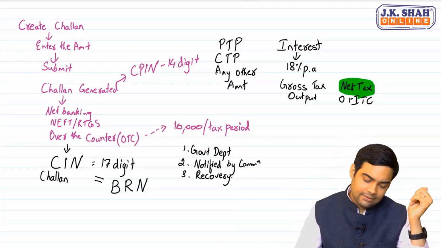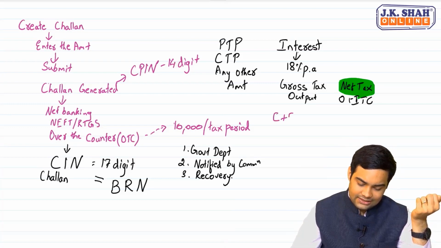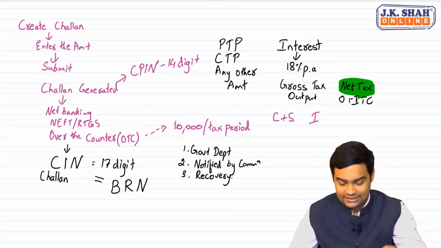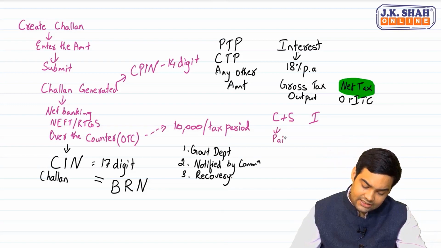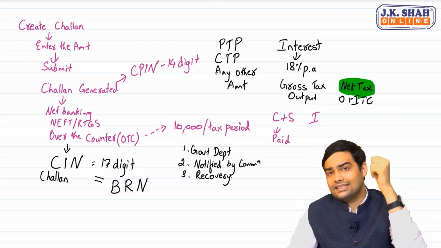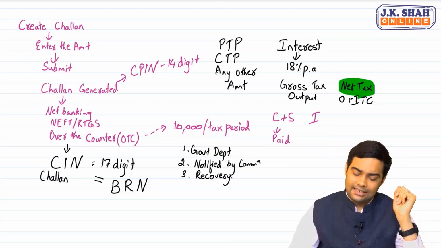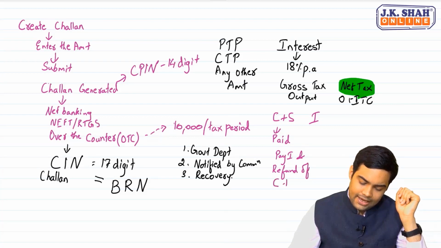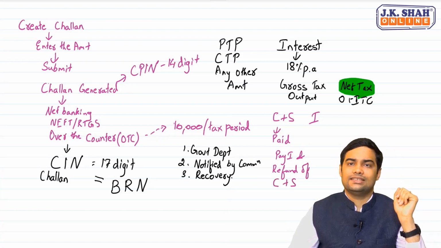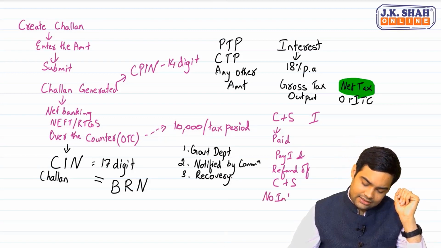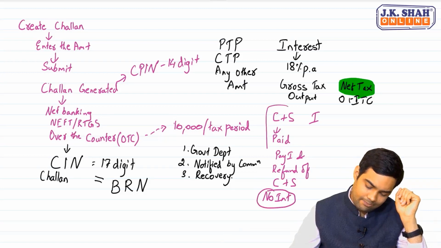Okay. Say suppose a person pays C plus S instead of I. He has paid, not deposited in e-cash. He has paid it, that means it is adjusted towards the liability. But instead he had to pay IGST. He realizes it later. In that case, the law says you pay I and claim refund of C plus S. But will interest be applicable on such payment of I? The answer is no, interest will not be applicable.